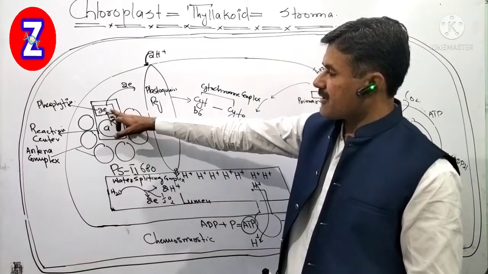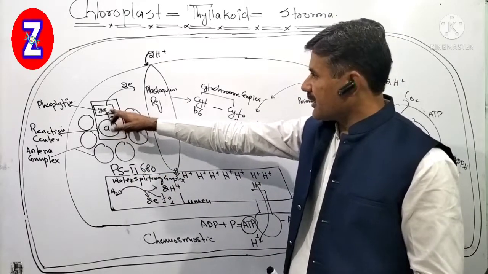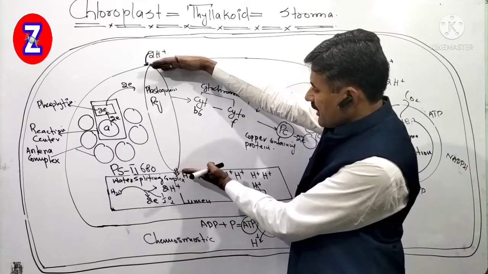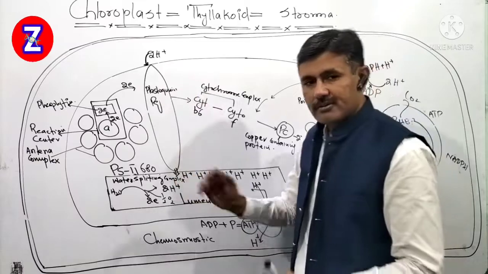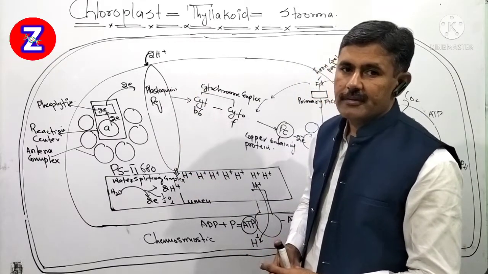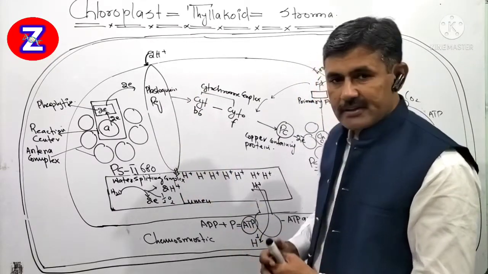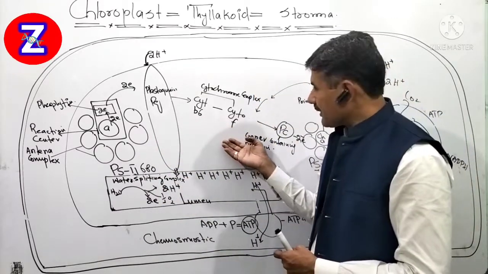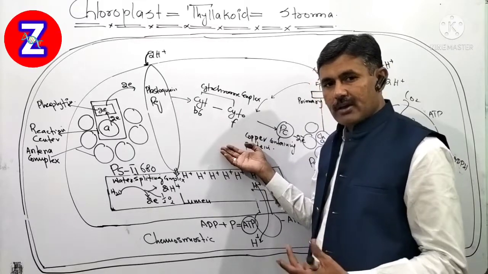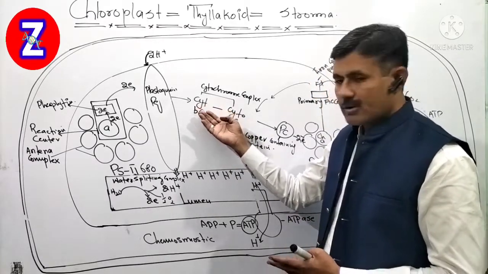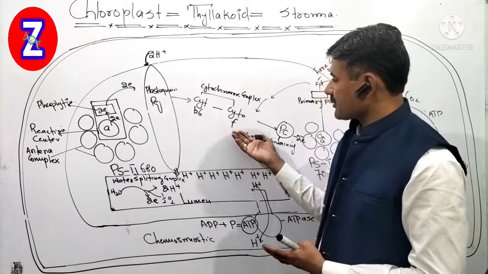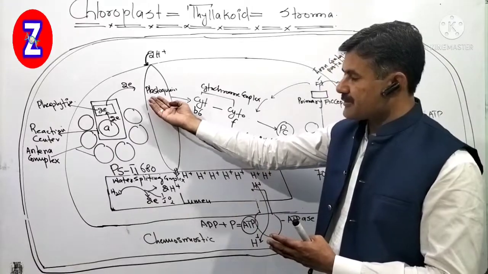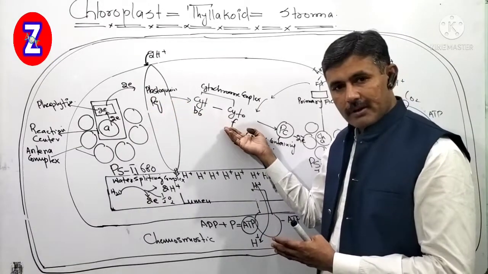And when electrons emit from primary acceptor, these electrons are received by another protein present in the thylakoid membrane. And that protein is called plastoquinone. And plastoquinone finally transfers these electrons to a complex that consists of cytochromes, actually two cytochromes, cytochrome complex b6 and cytochrome complex f. And electrons will move from plastoquinone to cytochrome complex.